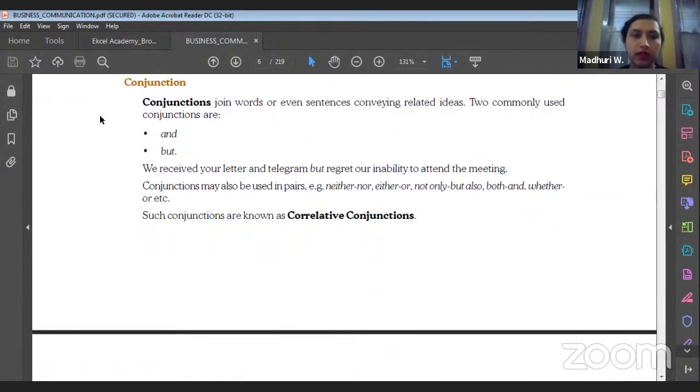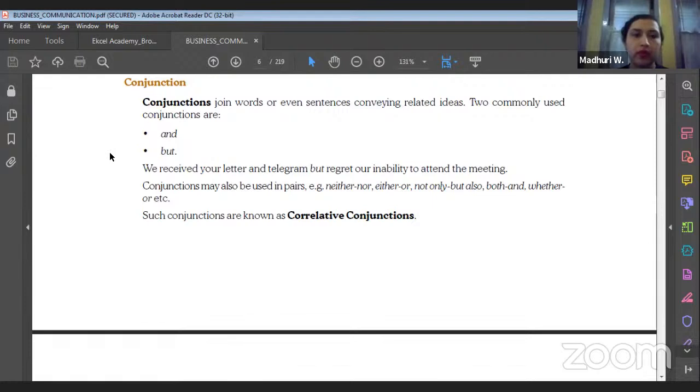The next part that we're going to come to now is a conjunction. So what exactly is a conjunction? So conjunctions can be words or even sentences which convey related ideas. So two of the most commonly used conjunctions are and, but. Okay, for example, Ram and Gopal are brothers. So one person and the other person are brothers.